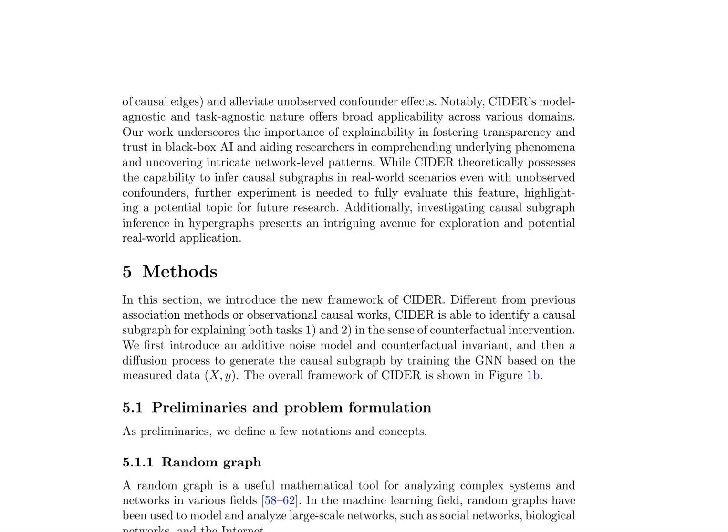CIDER consists of three main components: an additive noise model, a counterfactual-invariant, and a diffusion process. Trained using a graph neural network, GNN, based on measured data x, y, the framework is designed to investigate the conditional distribution of edges, p(e | x, v), in complex systems and networks modeled as random graphs G = (x, v, e).